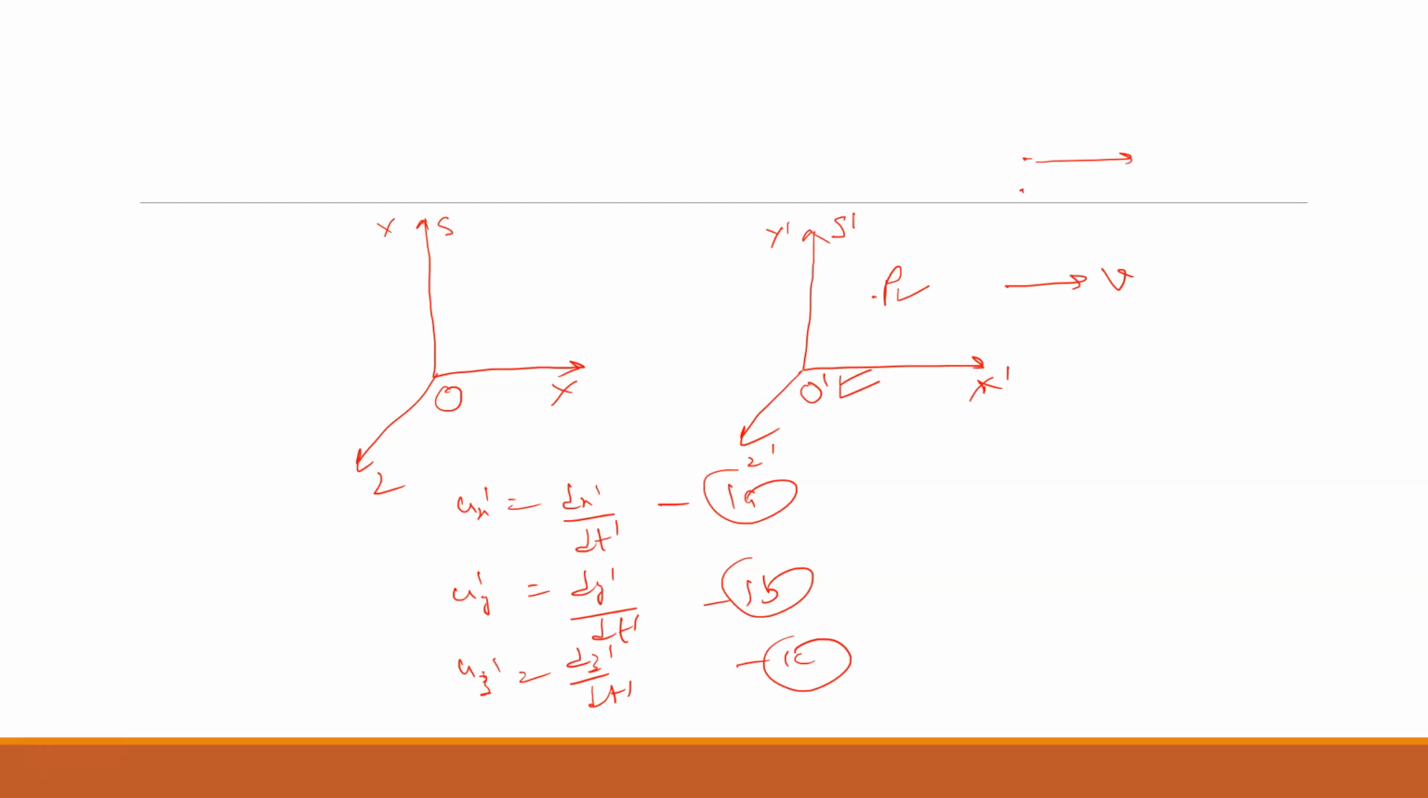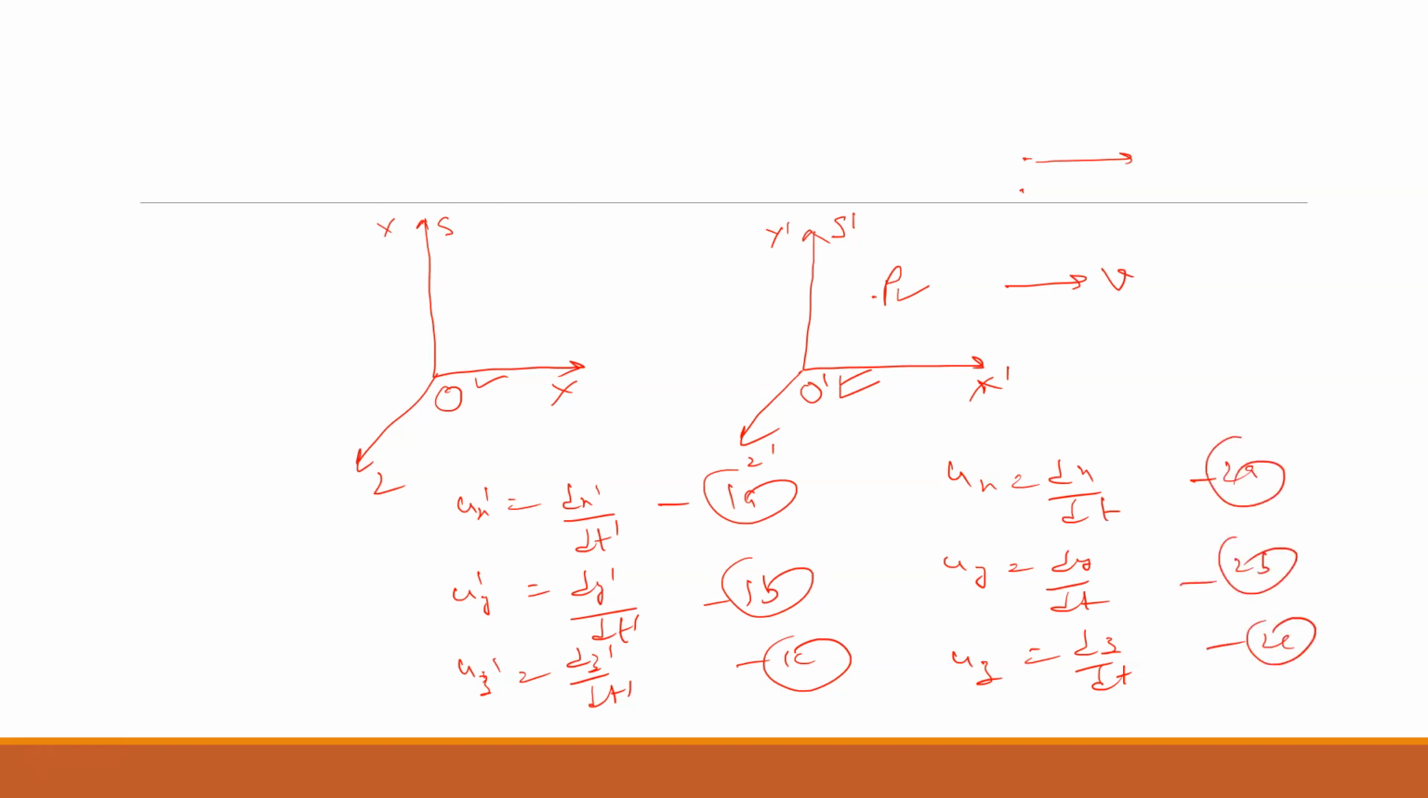Now the velocity components of particle P from observer O in frame S will be ux equals dx by dt, uy equals dy by dt, uz equals dz by dt. Equations 2a, 2b, 2c. Now these are our 6 equations.